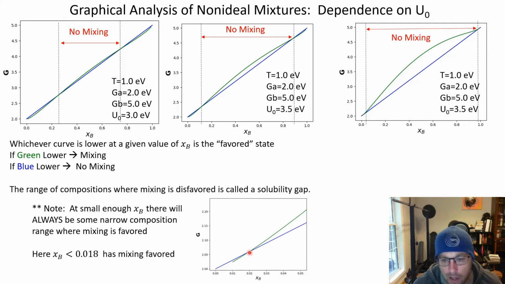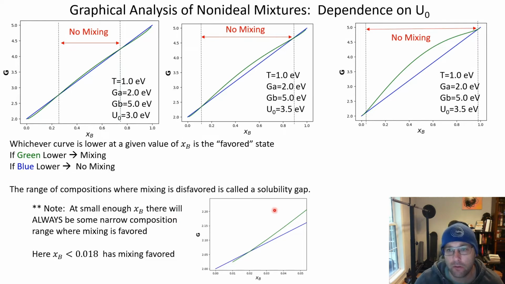So it looks like if you're less than about 0.018, you start to have the green curve being lower than the blue curve, right? And so you would tell your boss in this case, okay, the only solution I can make for you is a solution where the fraction of B is less than 0.018. So that's like less than 2% of the B component. It's really interesting.